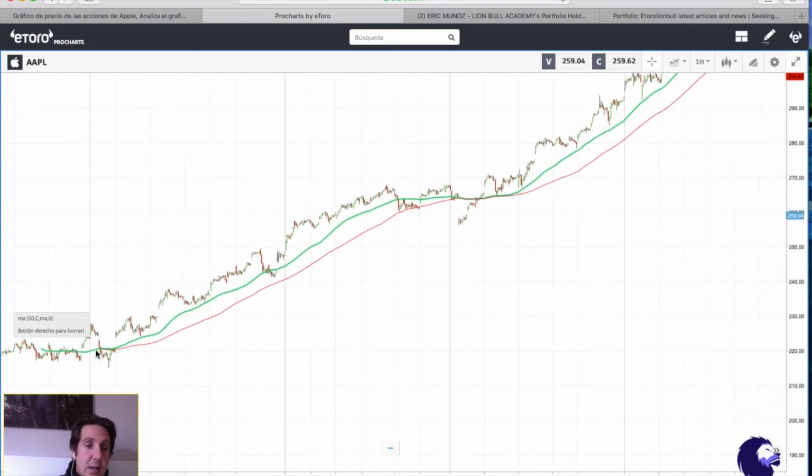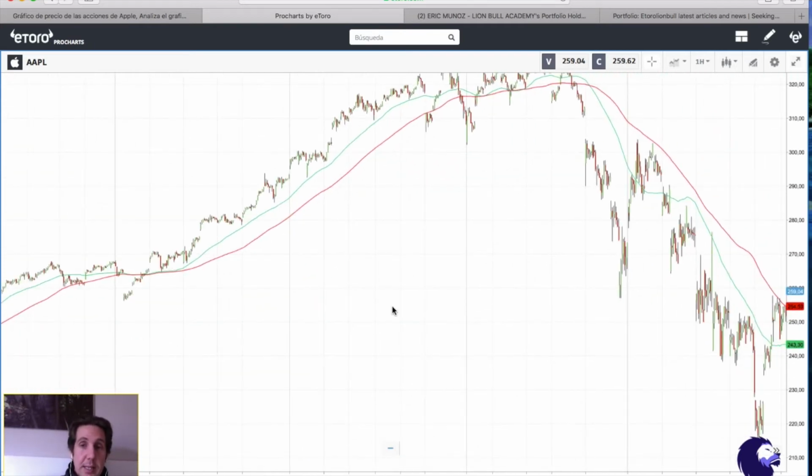We can look at even more here. You can see here, green goes above the red one, the price breaks above, we enter. We can close here or we can close here. You can see it's a very simple way to do it. Now let's look at another example.